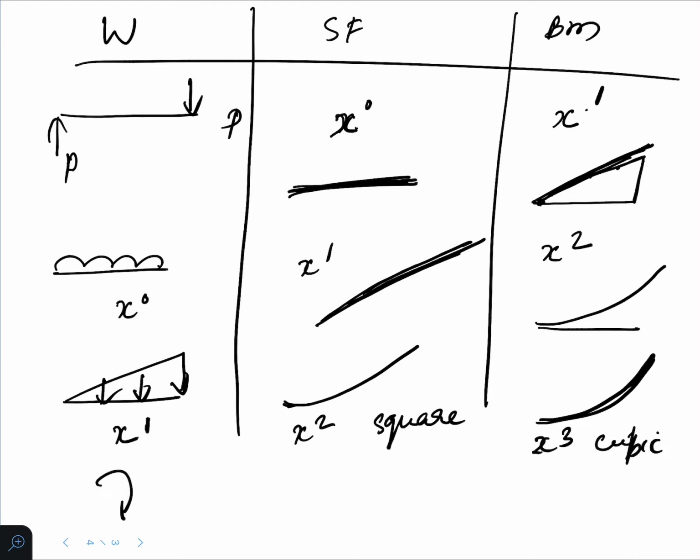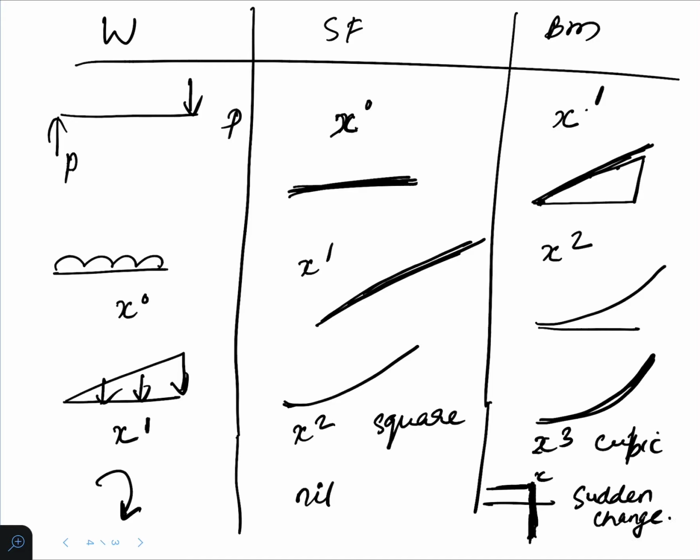And if there is a moment as loading, then there is nil effect on shear force. In the bending moment diagram, there will be a sudden jump. Suppose at point C you have a moment, there will be a sudden jump or fall in the bending moment diagram. So these are regarding this. This is very simple, right? From kilonewton per meter and kilonewton meter, we have found the relation between loading, shear force, and bending moment.